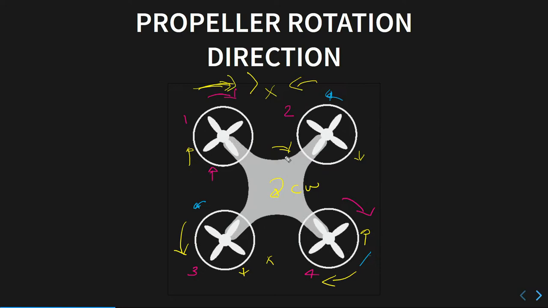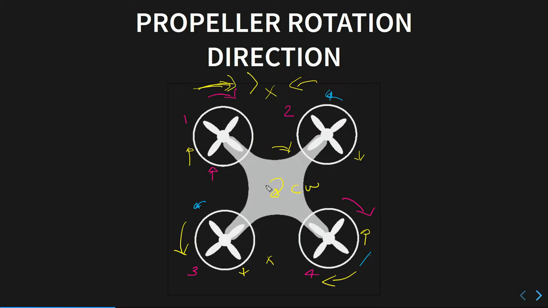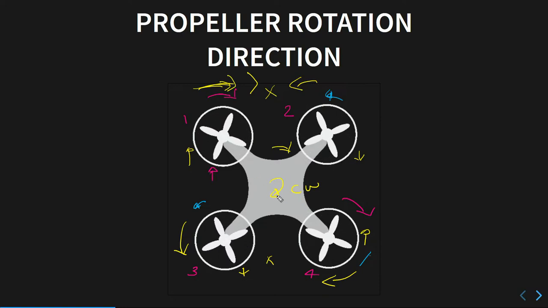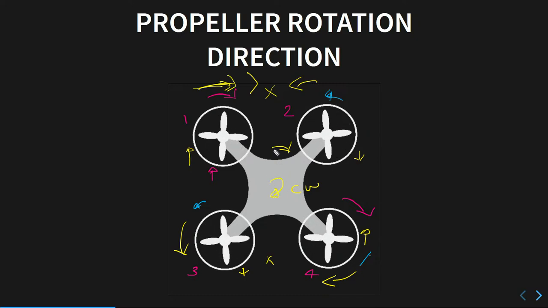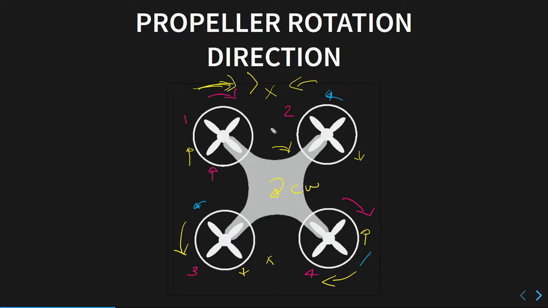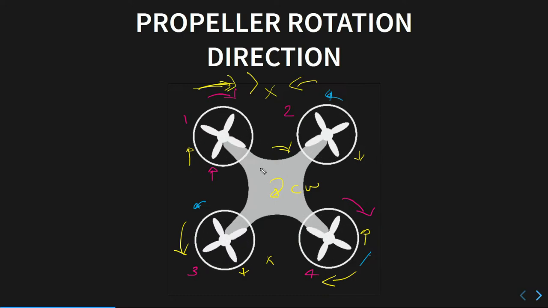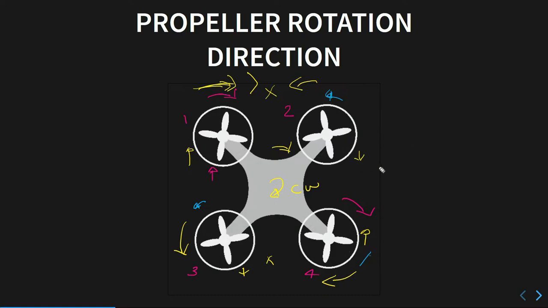And vice versa, if you want it to rotate in the opposite direction, you increase the speed of the other two motors and decrease the speed of the motors that are going in the clockwise direction, and then you'll generate the anti-clockwise pattern. So that's basically how you can control the rotation around the z-axis. We'll talk a little bit more on this shortly.